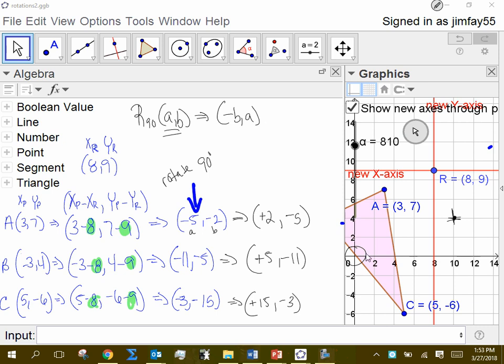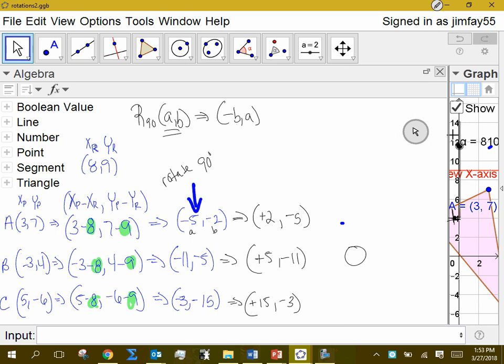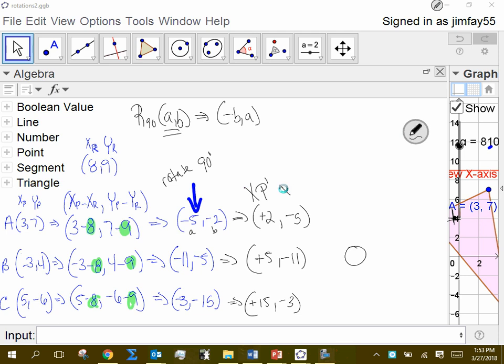So now, I'm just going to write a column here. Put a formula up here. We're going to take, well, let's call these P prime. Okay? So that's X sub P prime, and this is Y sub P prime. Call them P prime because they are our point or our pre-image rotated. But now we need to add back in that 8 and that 9. So I'm going to write a formula here. It says X sub P prime plus X sub R, comma, Y sub P prime plus Y sub R.